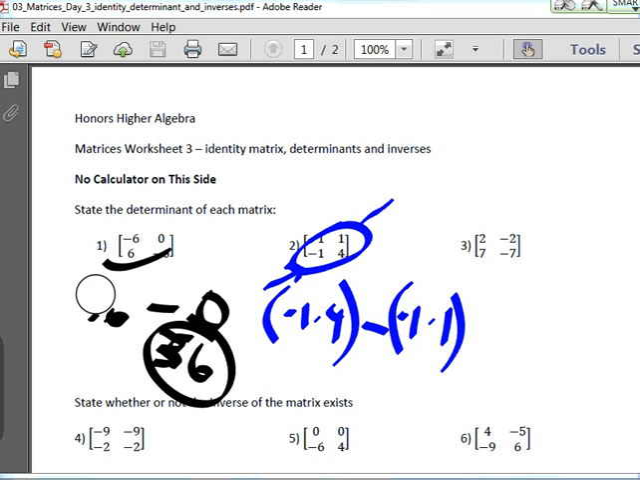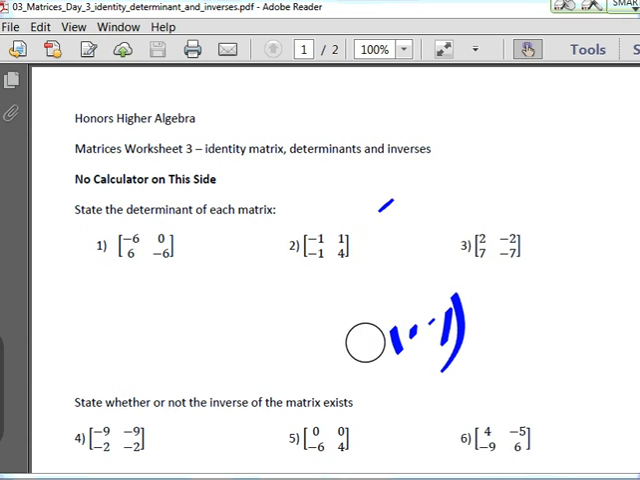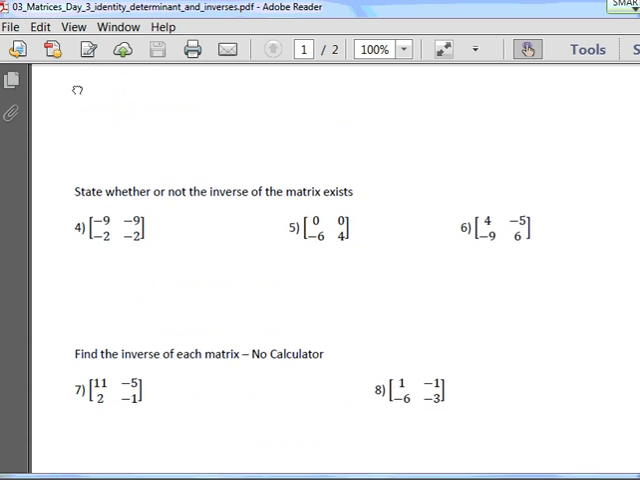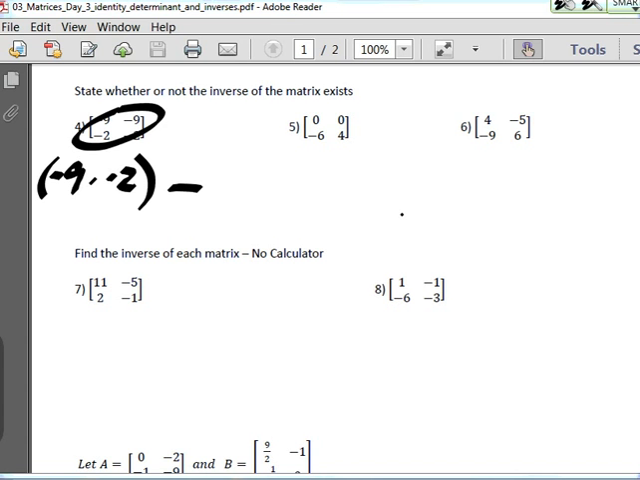All right. Next part. State whether or not the inverse of the matrix exists. The reason I just said what I said is because what you're looking for is, will this guy's determinant be 0 or not? So just a real quick check of the determinant on this. Okay, so to do this one, I would go negative 9 times negative 2. How did it get gigantic again? Ugh. Okay, subtract this times this.